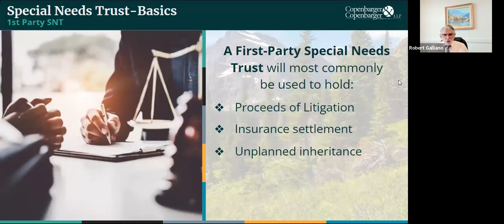You do not want to deal with first-party trust if you can avoid it. A lot of family members do not plan ahead. And then when they die and they leave an inheritance to a disabled individual, they are then stuck, forced to have a first-party trust with payback provisions.